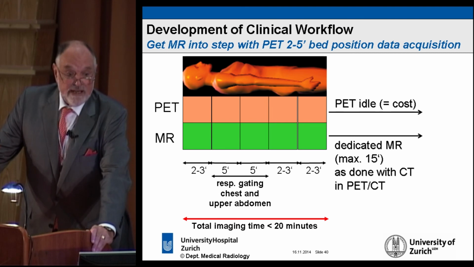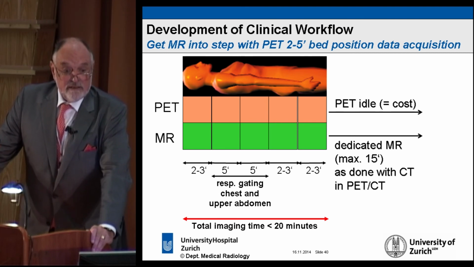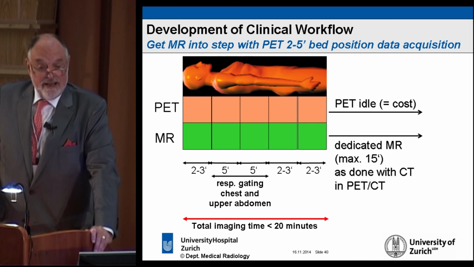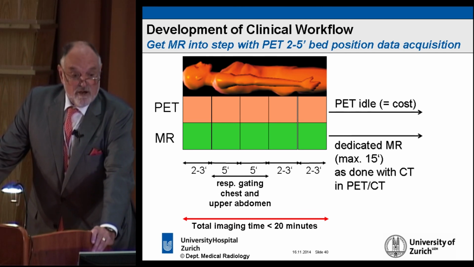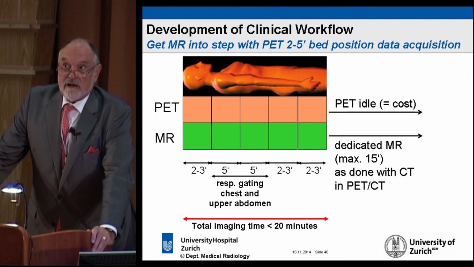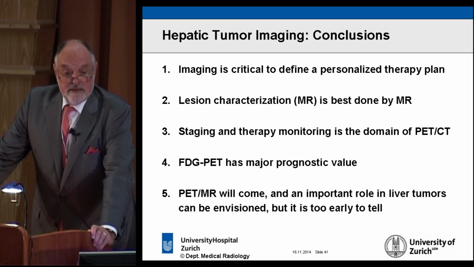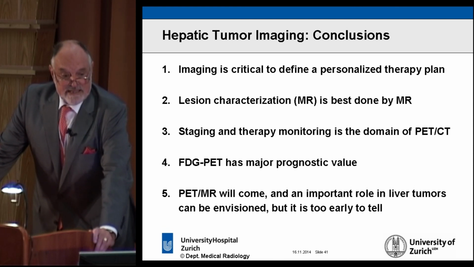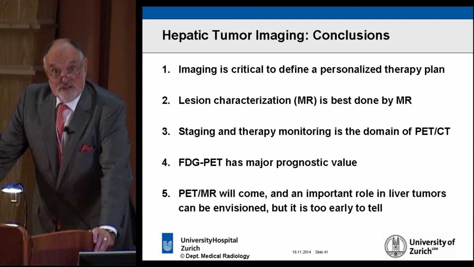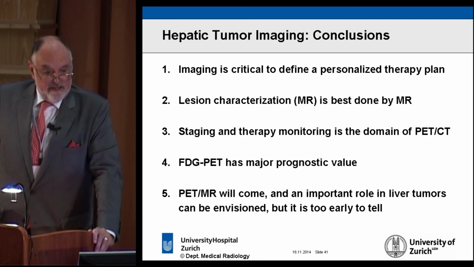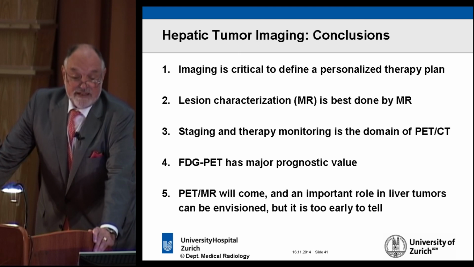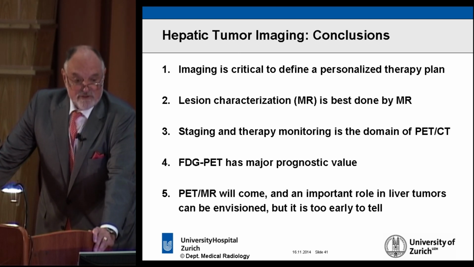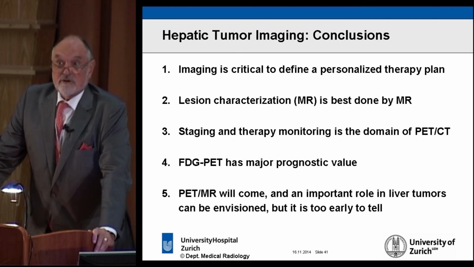So in conclusion, I think imaging is critical to define a personal therapy plan for each patient, and in the age of personalized medicine, this is obviously key. Lesion characterization is best done by MR. Staging and therapy monitoring is the domain of PET-CT. FDG PET has a major prognostic value, and PET-MR will come, and we think it may have an important role in liver tumors, but it is much too early to tell.